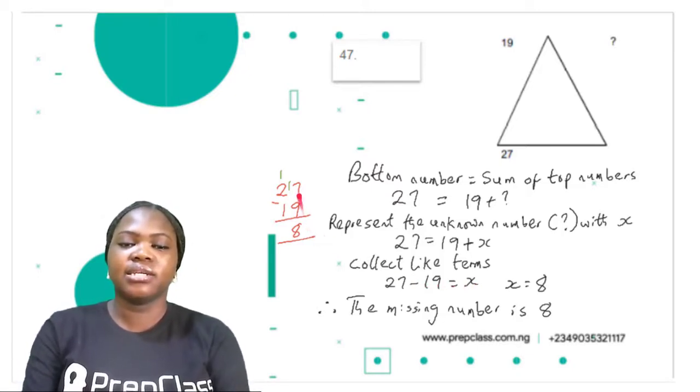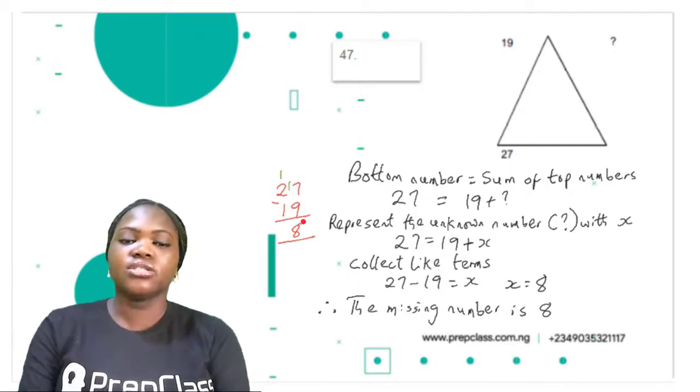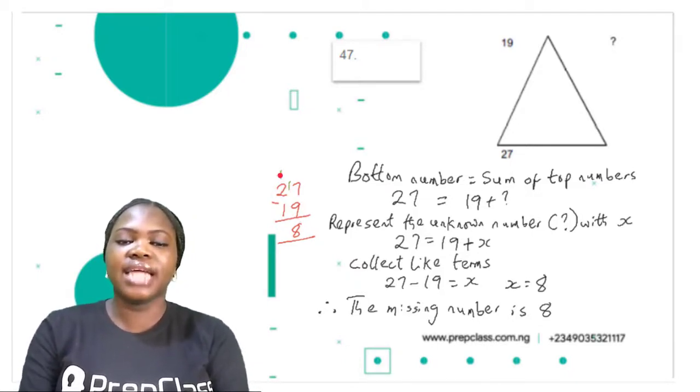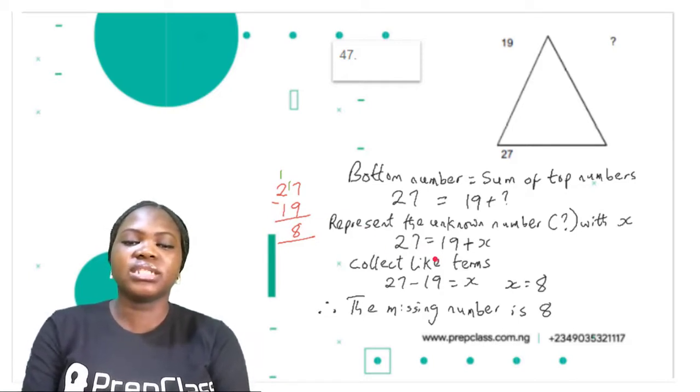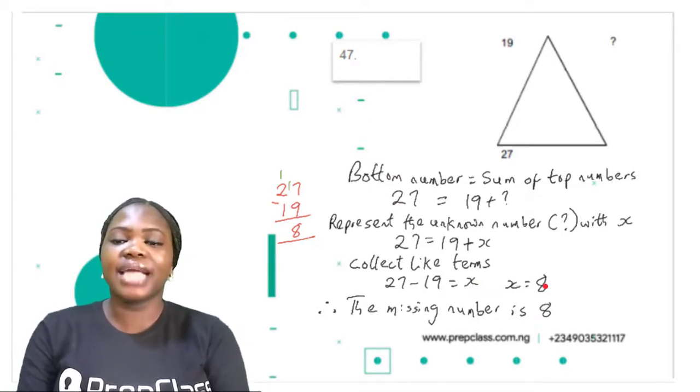Let's do that here. Okay, so let's start with 7 and 9. 7 minus 9 is not possible, right? So what do we do? We collect 1 from 2, and then 2 will become 1. So this becomes 17. 17 minus 9 is 8. And this is remaining 1. 1 minus 1 is 0, so we don't write it. So this means that 27 minus 19 is 8. So the missing number is 8.